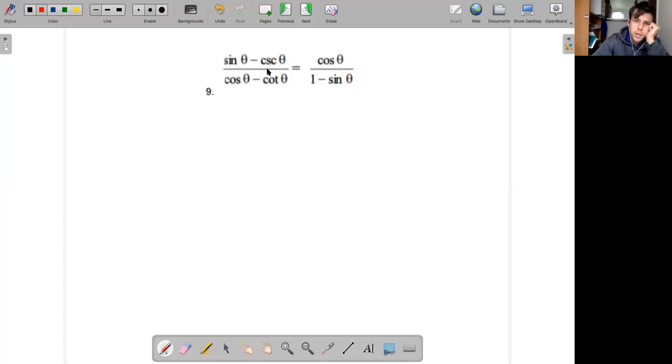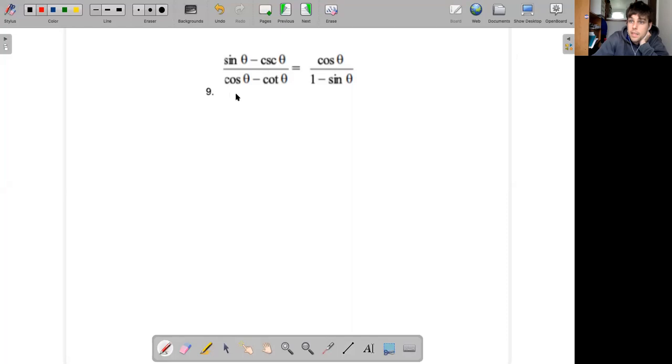All right, so we're going to go ahead and go through problems 9 through 12 on the Trig Identities worksheet. So this one's a pretty challenging one, a pretty tricky one. We're just going to go ahead and dive into it. There are many different ways to go about it, but I'm just going to do it the way that I see this one.